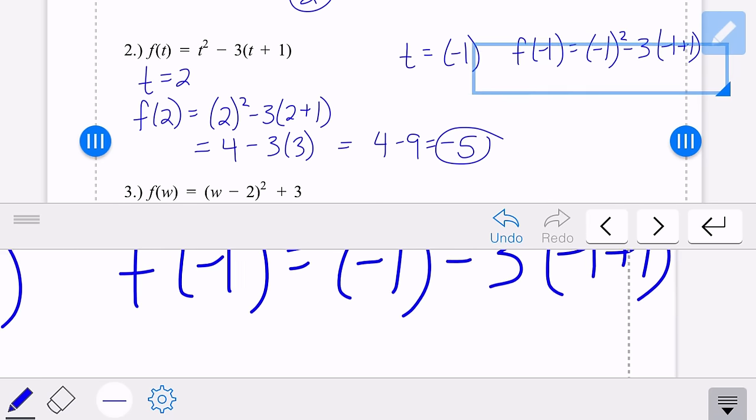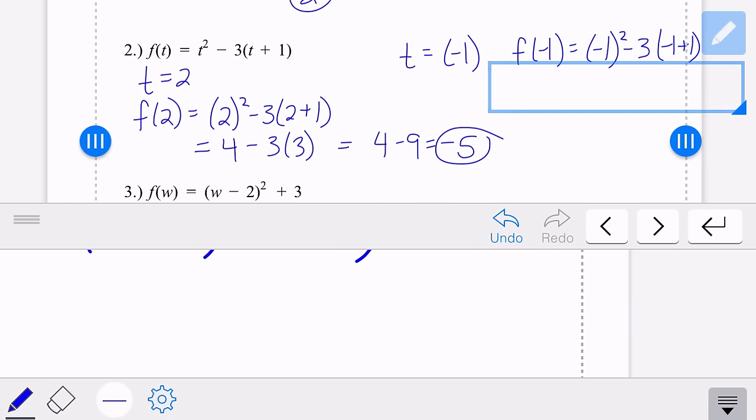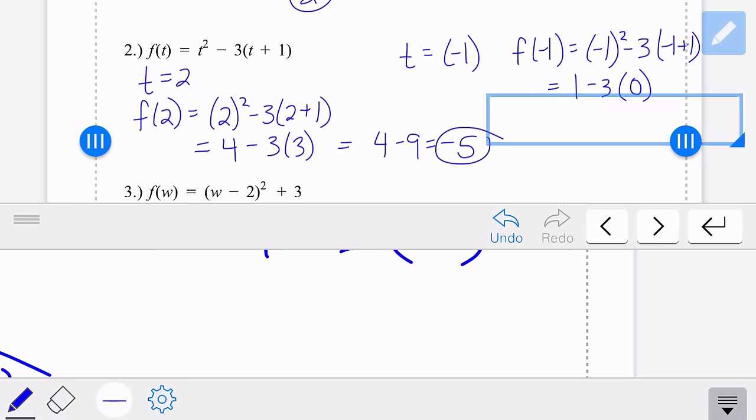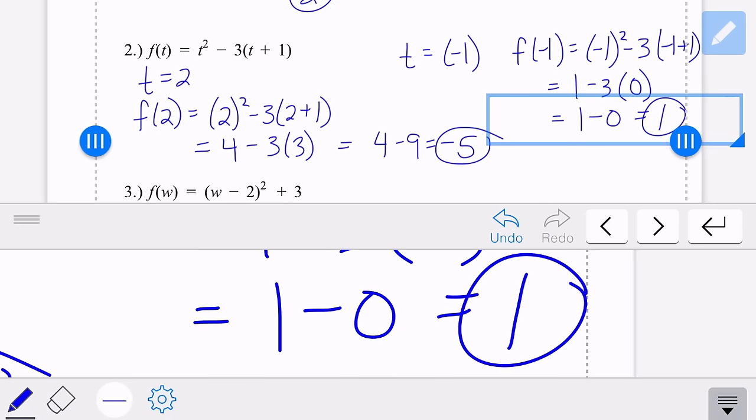Because you're going to want to square that entire negative 1. So negative 1 squared, that's going to be negative 1 times negative 1. So that's going to go back to a positive 1. And then we still have our minus 3. And then negative 1 plus 1 will give you 0. So we're going to put that in there. And then 3 times 0 will still be 0. Okay, anything times 0 is 0. Remember that. So this becomes 1 minus 0. So you would just have 1 for your answer on that one.